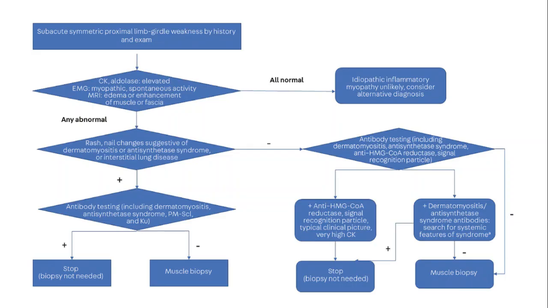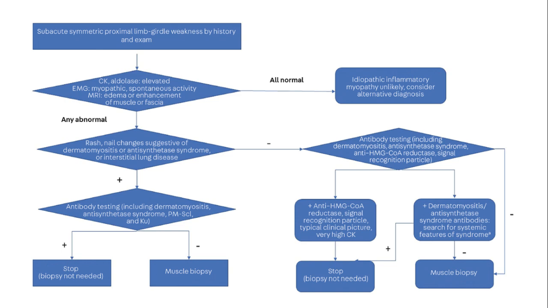So, subacute symmetric proximal limb girdle weakness by history and exam. Then the next step is looking for the muscle enzymes, okay? And also EMG. That is very basic at this point. You can do an MRI. I see rheumatology folks doing MRI early on, and I think it goes by access too. But I think in neurology, we should go for the EMG first to get some idea of the disease process. But if those are normal, then it's unlikely to be a myopathy, so consider the differential.